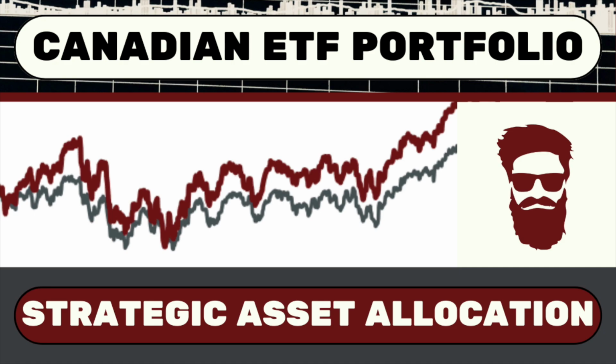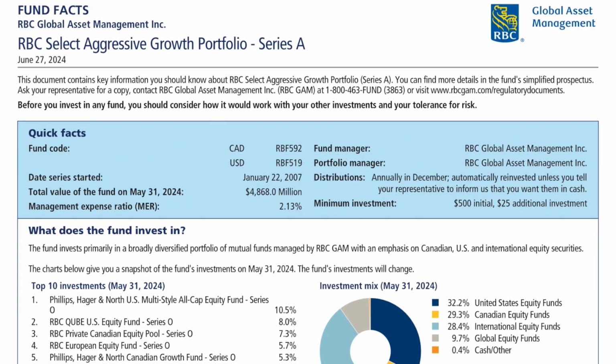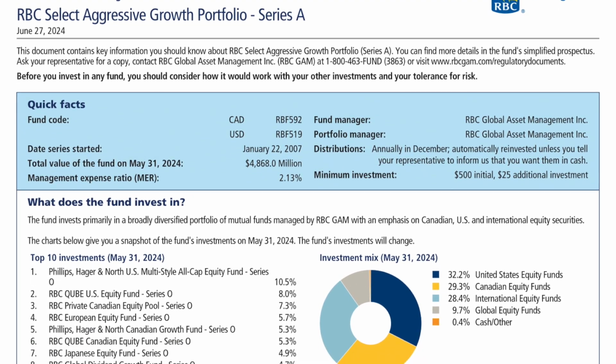Alright, so in this video we're going to build an ETF portfolio built just like a bank mutual fund, like an asset allocation one. We're going to use strategic asset allocation, basically always aiming at a specific target. So let's take a quick look at RBC's aggressive growth 100% mutual fund portfolio.